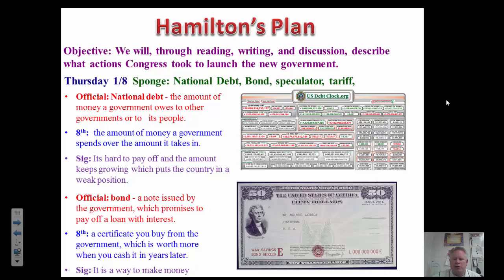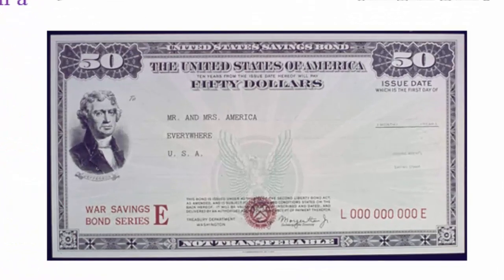Now here's a picture of a war bond that was used back in the 1940s during World War II. And basically what these are used for is the government borrows money from the people. So the people will give them $50 cash for this one. The government will give them this $50 bond, and when the war is over, the government pays back $50 plus interest on the bond.